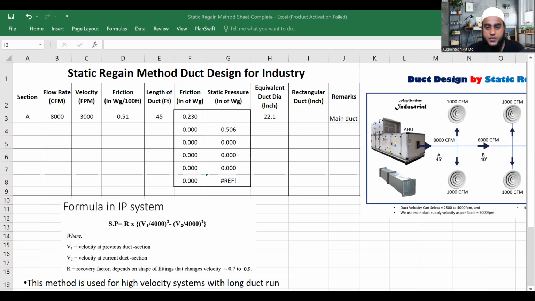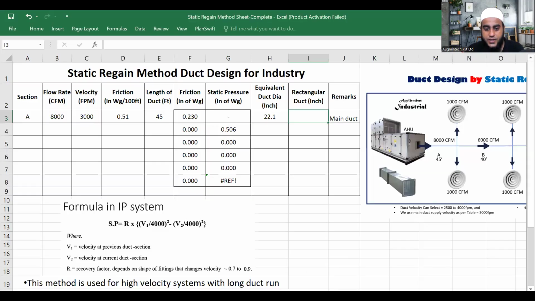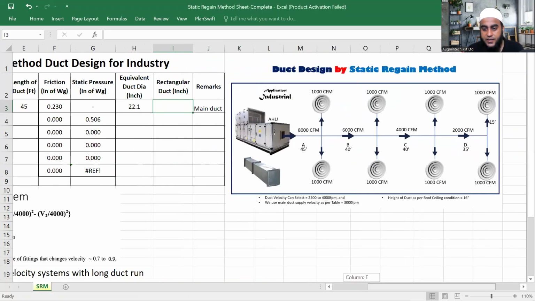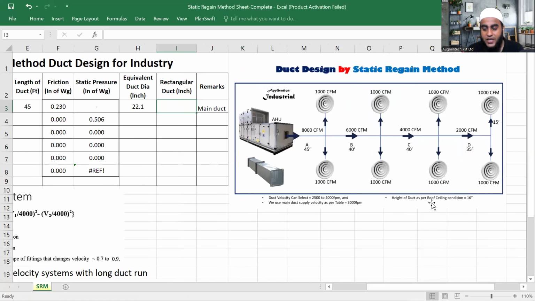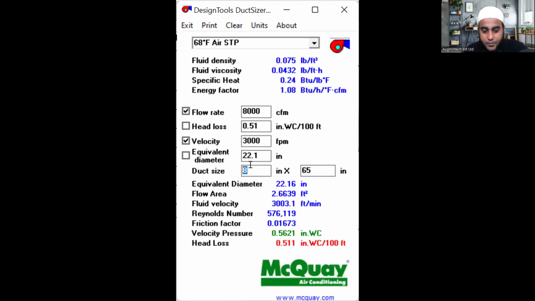For rectangular duct sizing, we have already done it. Open the MEP duct sizes software. How much duct size is available? First, you have to see how much space is available above the false ceiling to run the duct. Suppose the maximum height as per roof ceiling condition is 16 inch. Up to 16 inch height duct you can select. So I open the MEP duct sizes software for the same flow rate, 8000, and write height 16 inch.